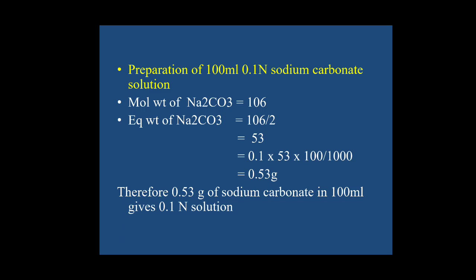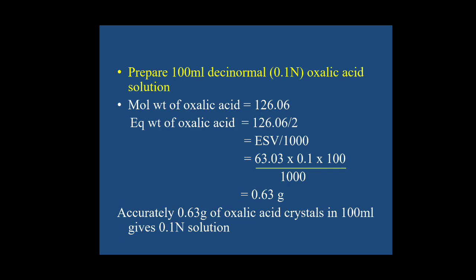Okay, so after calculating we get 53. So if we want 100 ml of it, 0.1 normal into 53 into 100 by 1000, we get 0.53 gram. So if we dissolve 0.53 gram of sodium carbonate in 100 ml, that gives us 0.1 normal solution. Calculation is all very easy. You have to just remember the formulas and the molecular and equivalent weights.